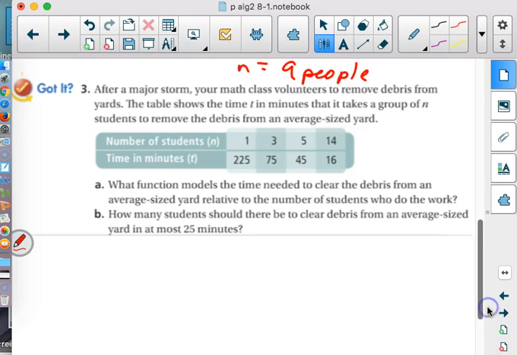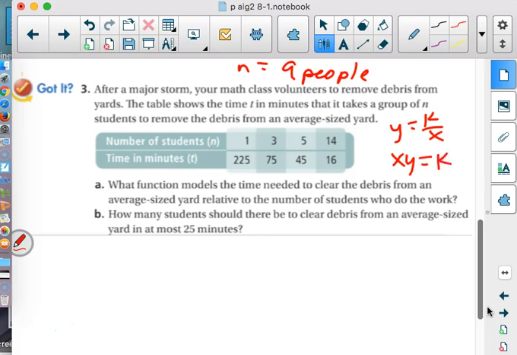Now, this one says, we really like picking up things. After a major storm, your math class volunteers to remove debris from yards. Good for us. The table shows the time t in minutes it takes the group of n students to remove the debris. Well, it's the same thing. If we get more students, it should take less time. It should be y equals k over x. But we have to find k.